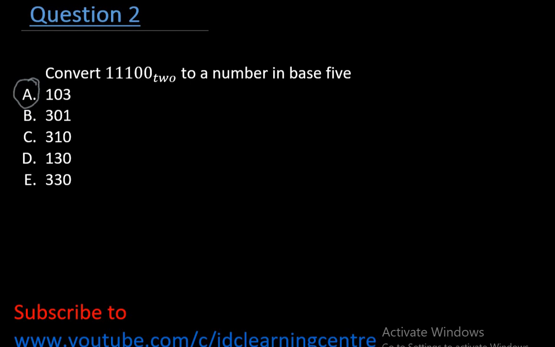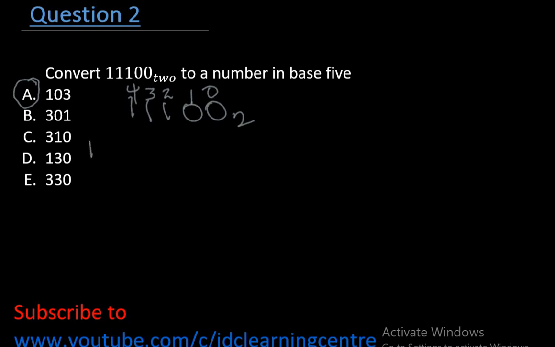Question 2. Let's convert 11100 base 2 to a number in base 5. Now, the first thing we need to do is to convert this from base 2 to base 10. To do that, let's order this. This is 0, 1, 2, 3, 4.